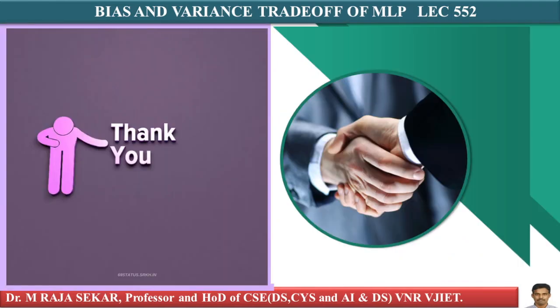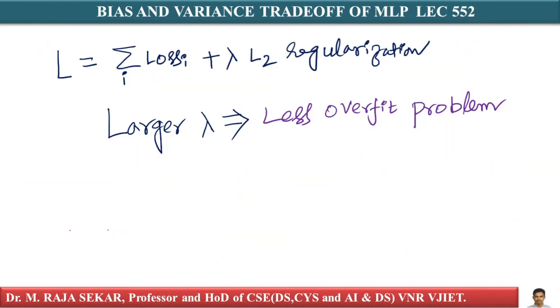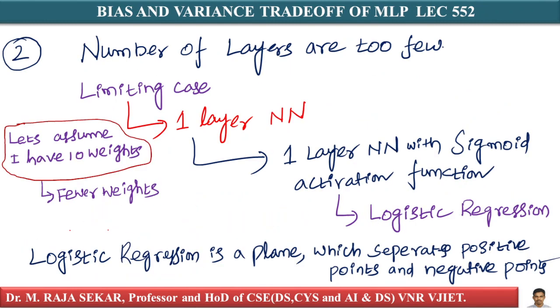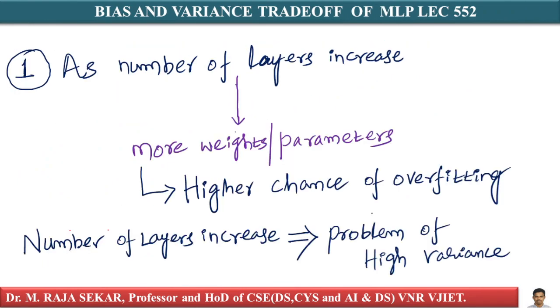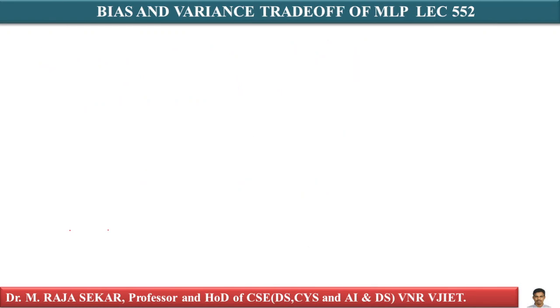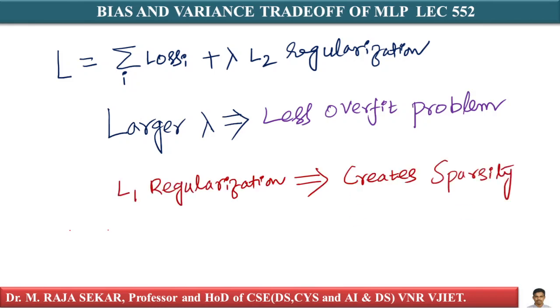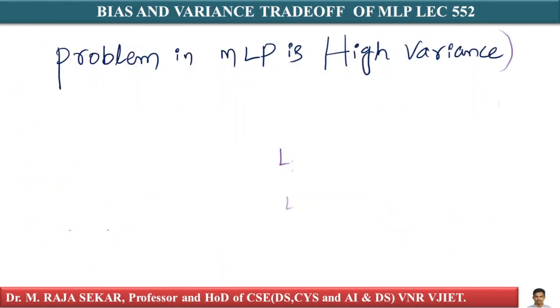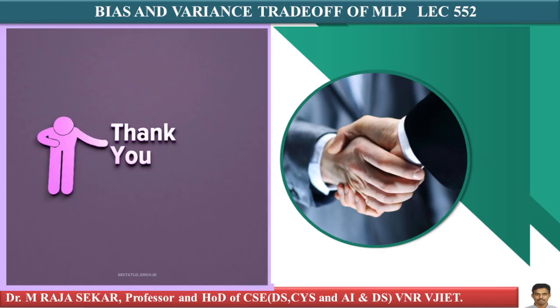I request all of you to go through this lecture and try to understand what the bias variance trade-off is in multi-layer perceptron. Just revisit this lecture once or twice. There may be a few terms which you may not be able to follow, don't worry about it. We will discuss all these things in a detailed manner in future lectures. For the time being, just understand what the bias variance trade-off of multi-layer perceptron is.